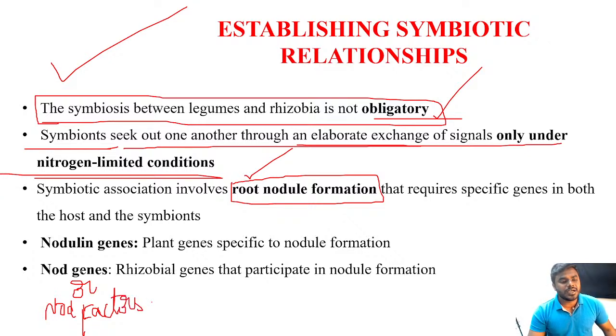Friends, what is the difference between the nodulin genes and nod factors? Whether it is a nodulin gene or a nod gene, doesn't matter. Both genes are involved in root nodule formation only. But the difference is, my friends, they are present in different organisms, which means nodulin genes are present in the plant only. Of course, they are required for root nodule formation. Nod genes or nod factors are present especially in the bacteria. They are also required for the process of nitrogen fixation. There is no doubt about it.